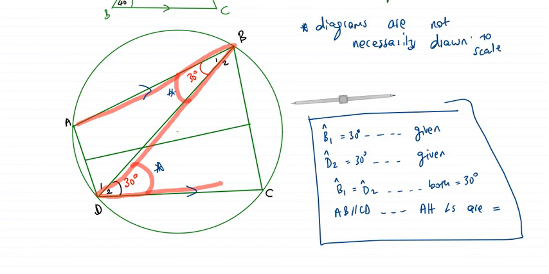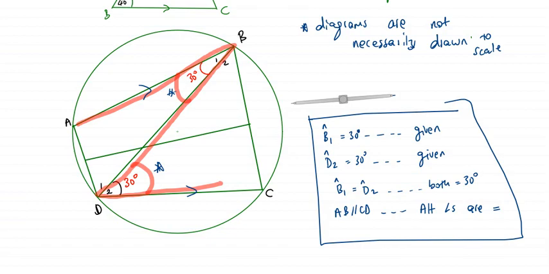For example, if I know angle B1 is equal to 60 and D7 is also equal to 60, I can conclude to say B1 and D7 are equal. And the reason why I'm saying that is because both are equal to 60 degrees. Please use that reason. Okay.